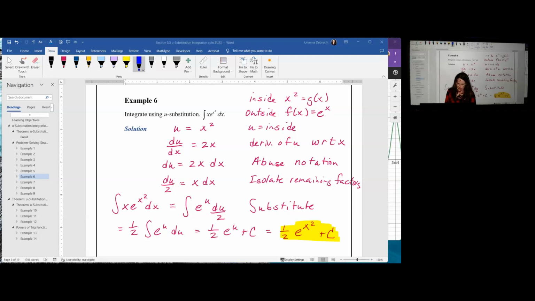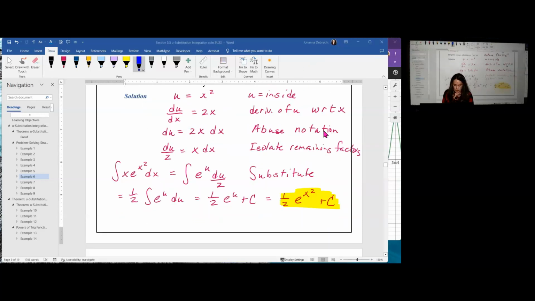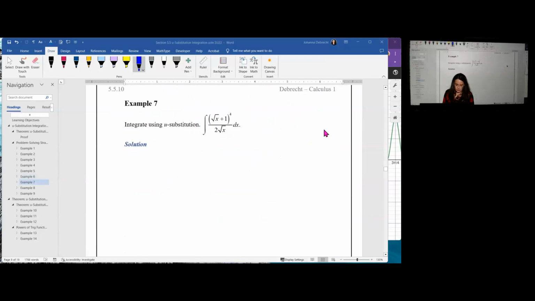Now let's look at example 7. There are lots of examples in this video because it is such an important concept, and you really need to see them all. The more practice you have, the better at it you'll be. Like I said, this is my number one skill that you come out of Calculus 1 knowing.